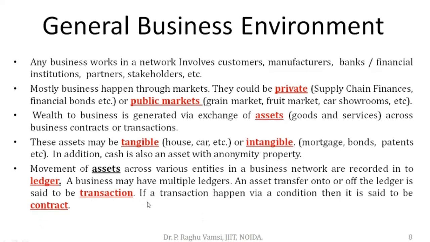Whatever entry they make in a particular ledger book is called a transaction. If a transaction happens via a condition, then it is said to be a contract. That means you provide me this many items for this particular function, and these items must reach the function by 5 o'clock in the evening. So here conditions and terms are specified, and based upon the terms and conditions they have agreed upon, this transaction will happen.